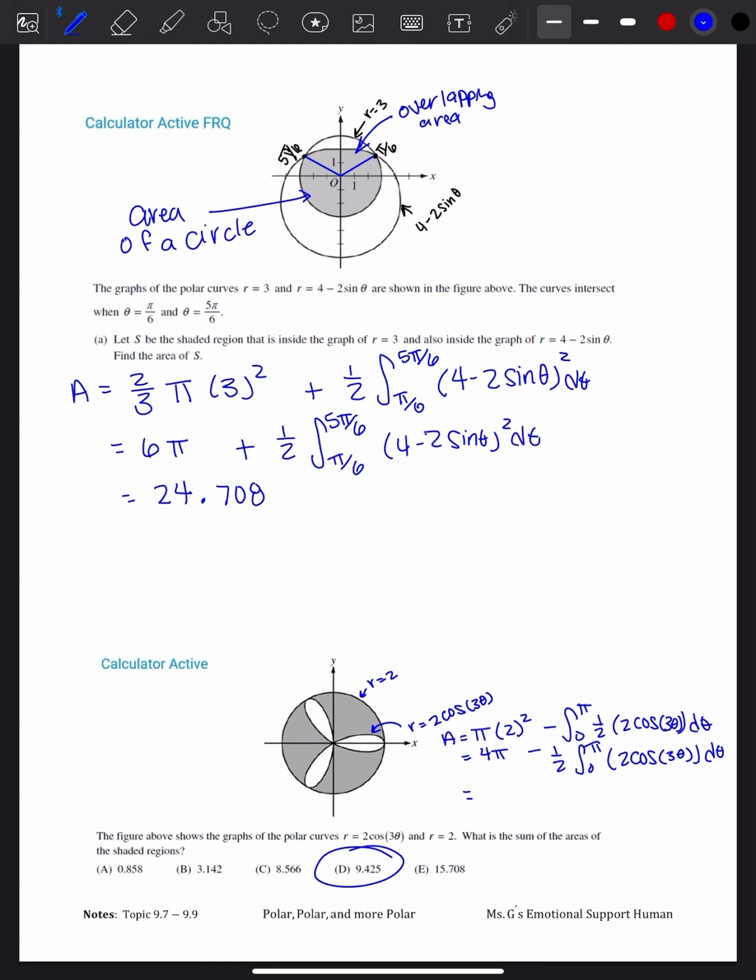Like I said, the worst part of polar is those bounds. It gets a little bit better the more that you do it. It just takes practice.